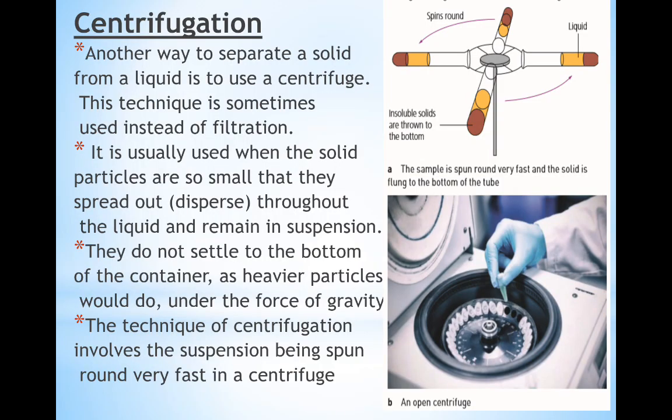Centrifugation. Another way to separate a solid from a liquid is to use a centrifuge. This technique is sometimes used instead of filtration. It is usually used when the solid particles are so small that they spread out, dispersed throughout the liquid, and remain in suspension. They do not settle to the bottom of the container as heavier particles would do under the force of gravity. The technique of centrifugation involves the suspension being spun around very fast in a centrifuge.